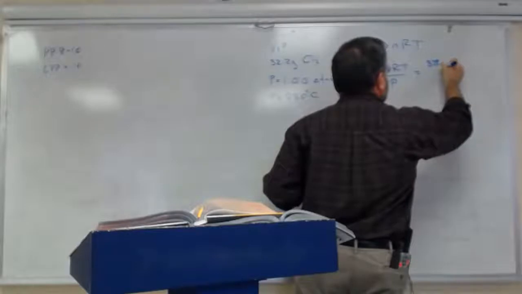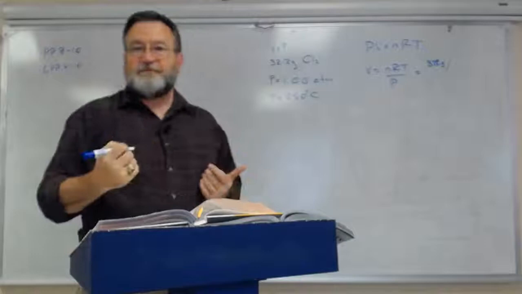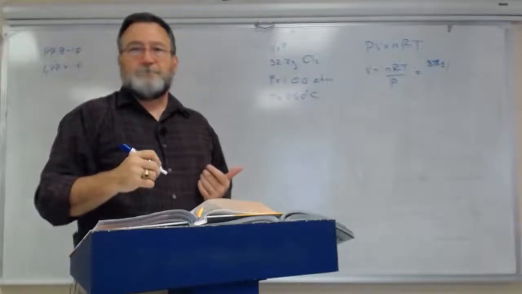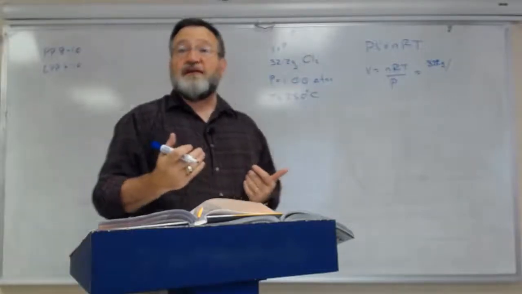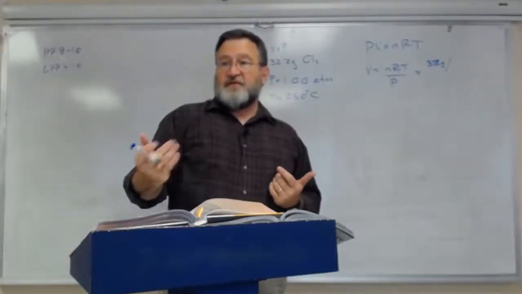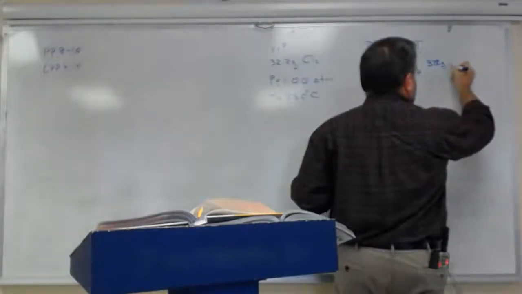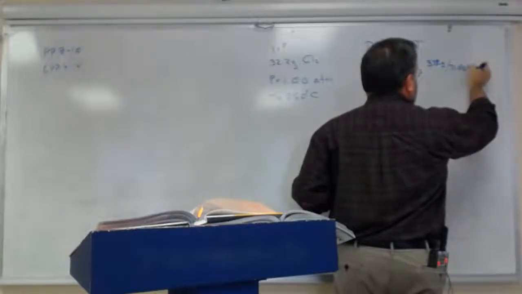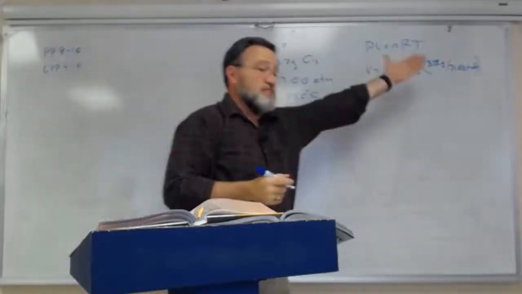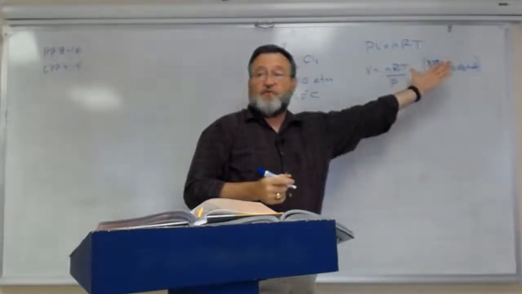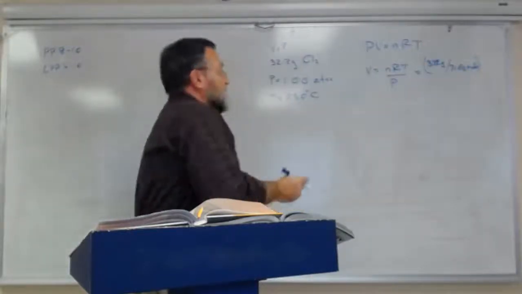32.2 grams, divided by, what's the molar mass of chlorine gas? The mass of chlorine is 35.5. So the mass of chlorine gas, the molecule, is 71. So 32.2 divided by 71.0 grams per mole, that's going to give me moles, right? Then by R, that was 0.0821. Just ran out of space here. And then by temperature. I'll go ahead and write it down below.